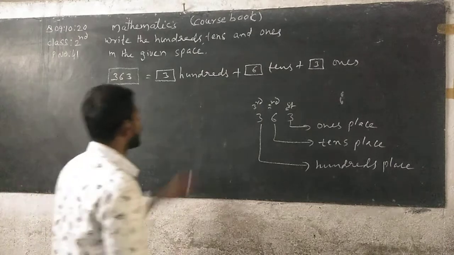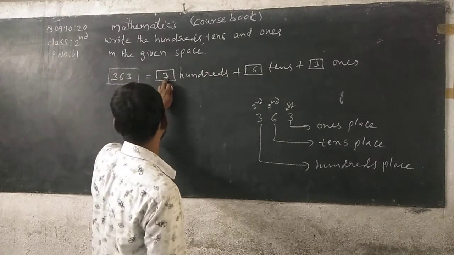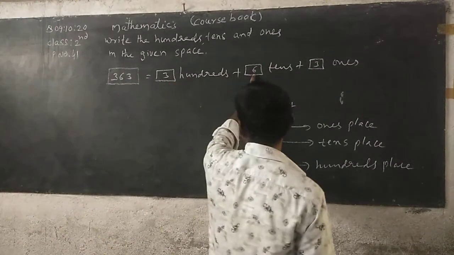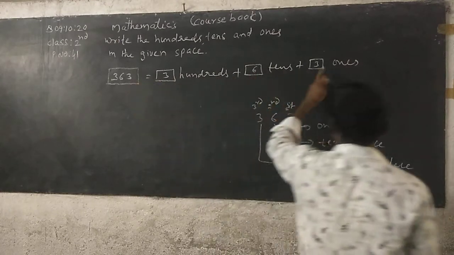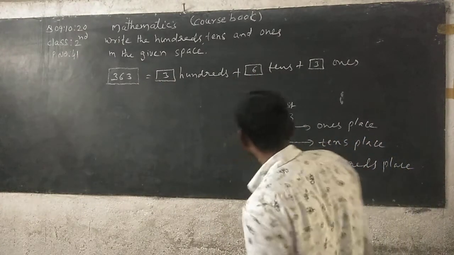Now you can write: in hundreds place which number can you write? 3. In tens place which number can you write? 6. In ones place which number can you write? 3. See now, next one.